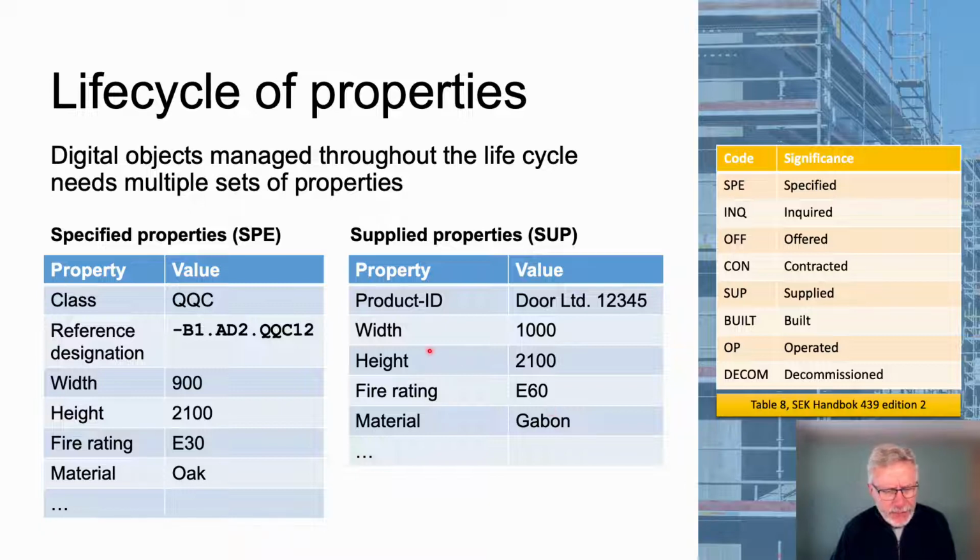But if you have a database and storing properties throughout the life cycle, you can always go back and see what properties were specified by the designer, by the architect, for instance. And this is important to keep. If you have to rebuild something, it's always good to be able to go back to the specifications, what the original requirements were.